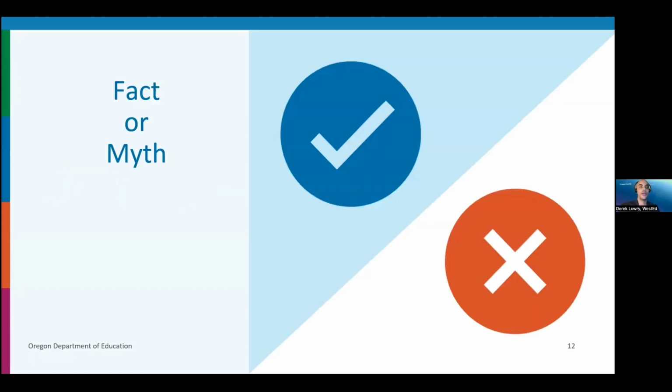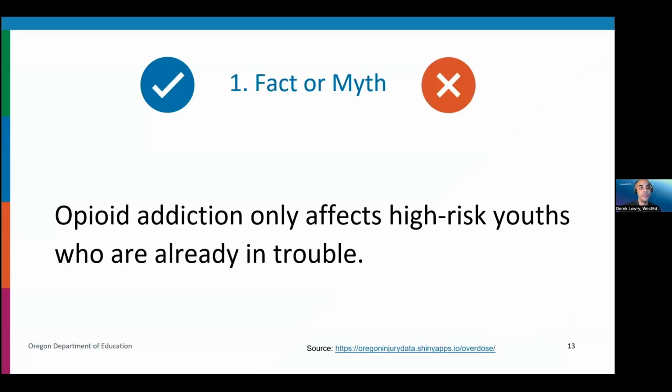For the first part of our webinar, we're going to do a little fun fact or myth activity. I'm going to make a statement with the first slide, and then we're going to throw a poll up. We would like you to tell us whether you think the statement is a fact or a myth. Opioid addiction only affects high-risk youths who are already in trouble. Do you think this is a myth, or do you think this is a fact?